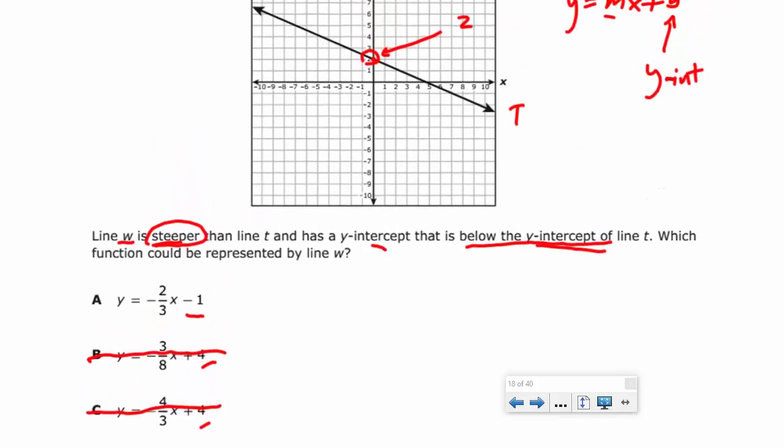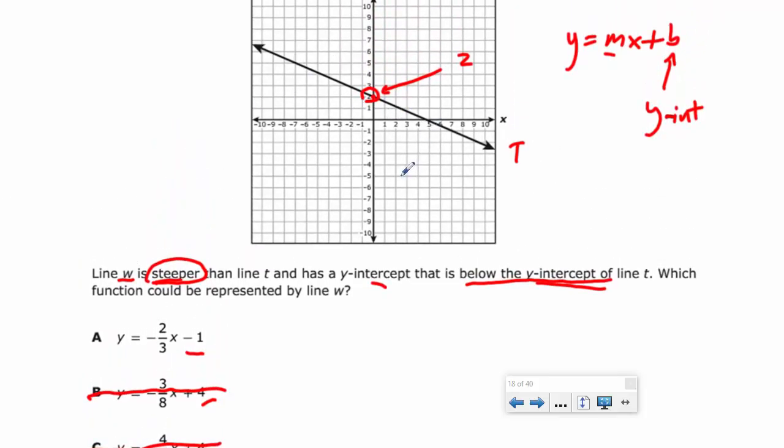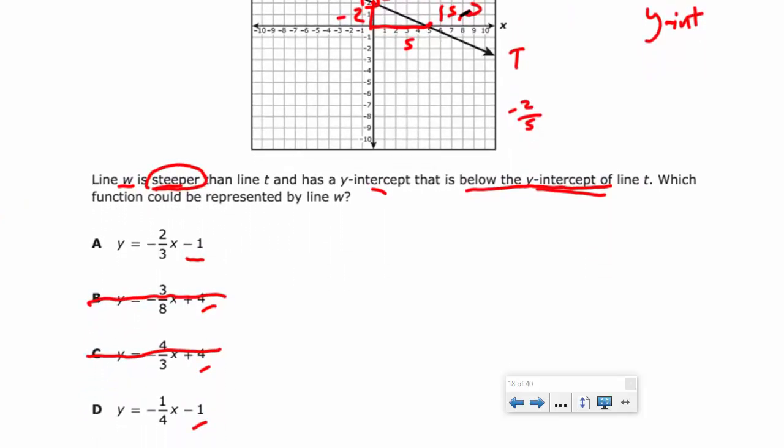Let's actually figure out the slope of line T. This is going to be a little tricky, but I'm pretty sure we can manage it just by eyeballing it. If I say the x-intercept here is (5, 0), then I'm going to go from here to here. So I'm going to go down 2 and over 5. So I'm going to say the slope of this is -2/5. That's not very steep actually. And we have to find a fraction that's bigger than 2/5.